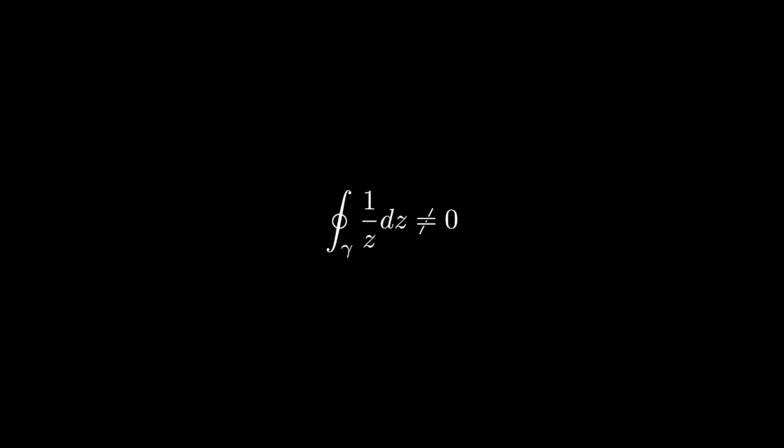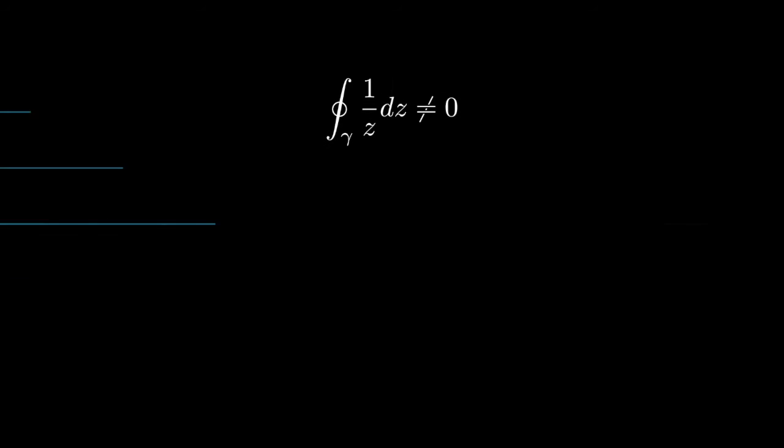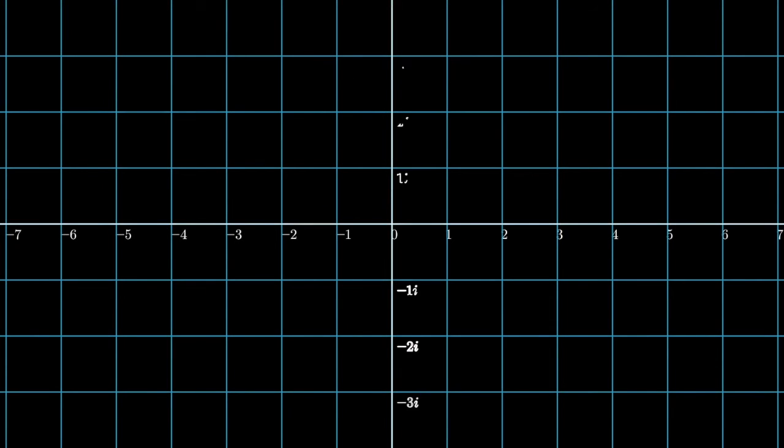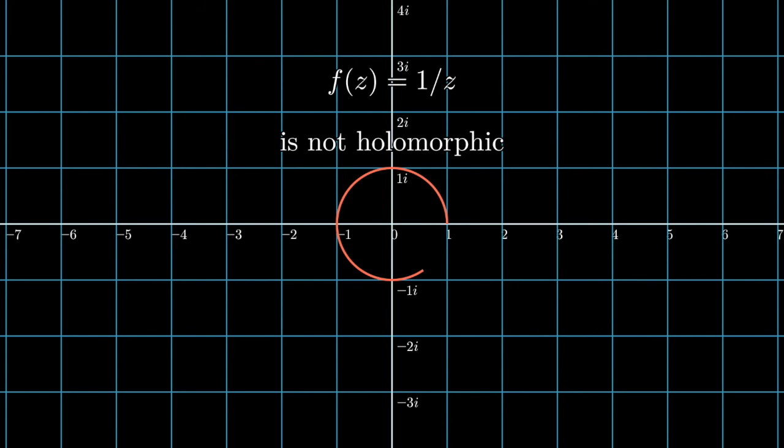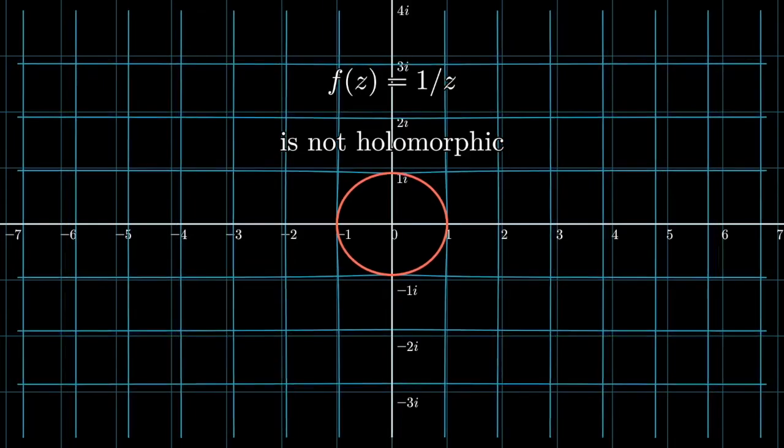However, recall that one of the requirements of Cauchy's theorem is that the function is holomorphic everywhere on the open set omega, meaning that it must be holomorphic in the region bounded by the contour. Since 1 over z isn't even defined at z equals 0 within the contour, Cauchy's theorem does not apply, explaining our result.